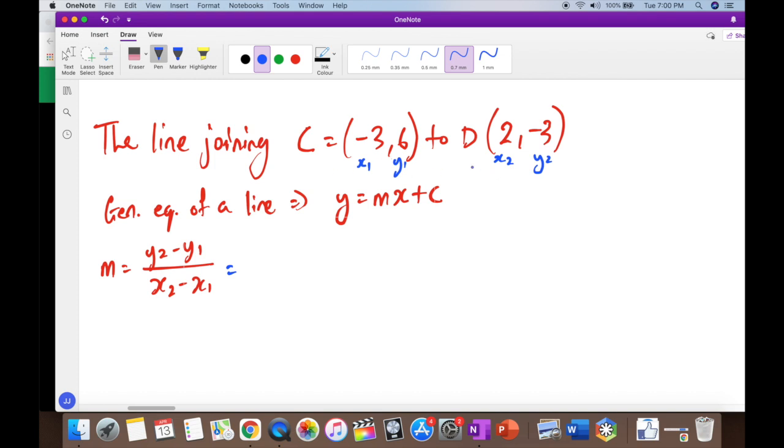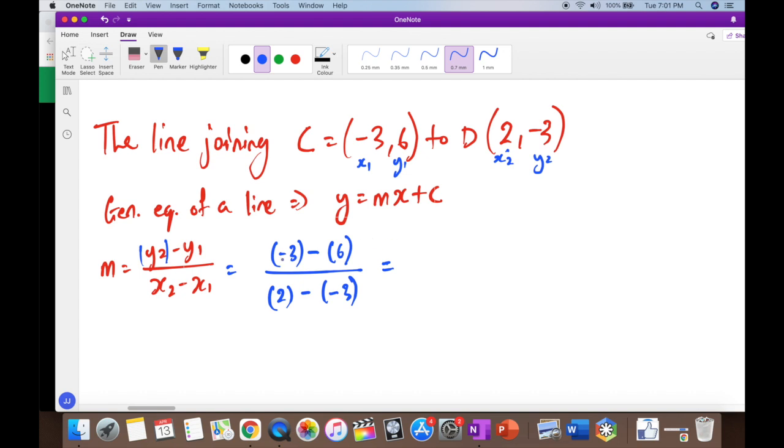Now the reason why most of you would have gotten this wrong is because of these negatives. So please employ the use of brackets as you are about to see. y2 is negative 3, so I'll put y2 as negative 3 in brackets, minus y1, which is 6. All over x2, which is 2, minus x1, which is negative 3. You had to be real careful, because some people would have just put 3 under here because of this minus. So be real careful. Always use these kind of brackets when you're making substitutions.